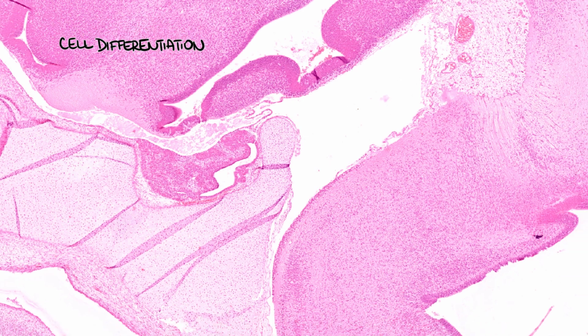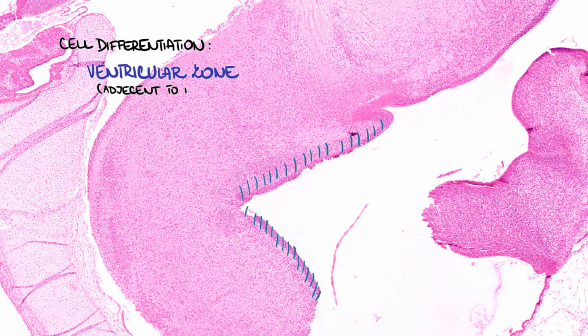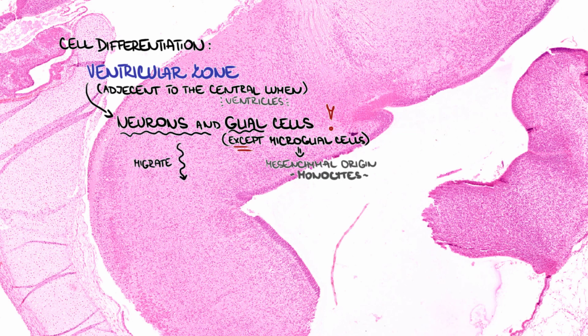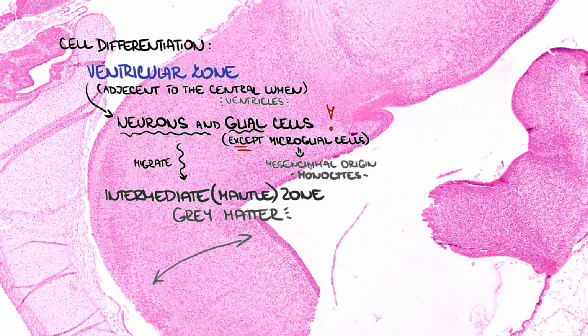Cell differentiation begins in the rhombencephalon area, where the arrangement of the layers is identical to that in the spinal cord. There is the ventricular zone adjacent to the central lumen, from which all neurons and glial cells, well, except microglial cells, differentiate. Microglial cells are of mesenchymal origin and reach the central nervous system later as monocytes. The cells from the ventricular zone migrate into the appropriate layers and form an intermediate or mantle zone, from which the gray matter develops, and marginal zone, from which the white matter develops.